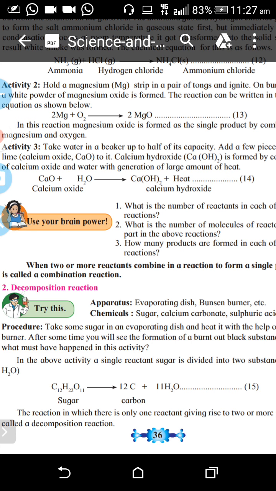So what is decomposition reaction? The chemical reaction in which two or more products are formed from a single reactant. So it is just the opposite of the combination reaction. In combination reaction, when two or more reactants combine together, one single product is formed. And in decomposition reaction, two or more products are formed from a single reactant. For example, I told you water and calcium carbonate. When calcium carbonate is heated strongly, it decomposes to calcium oxide and carbon dioxide gas. Or the water molecule, when the electric current is passed, hydrogen and oxygen are separated. So these are examples of decomposition reaction.